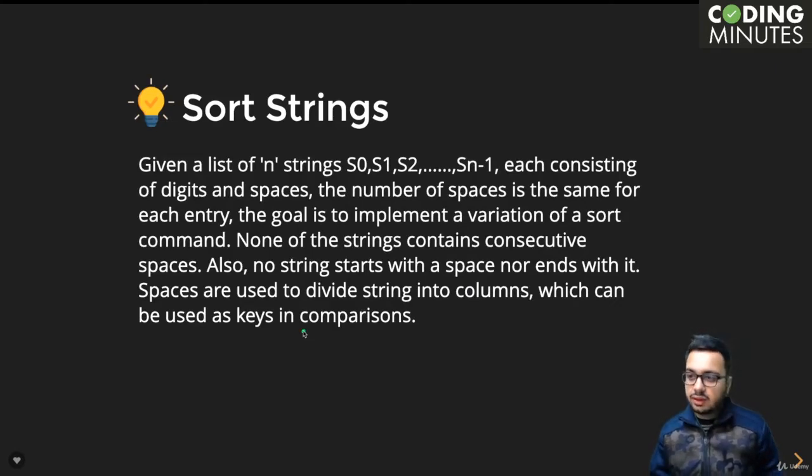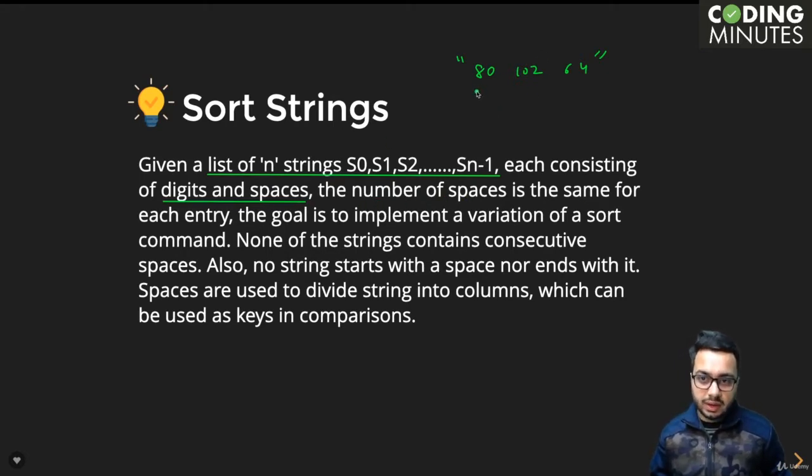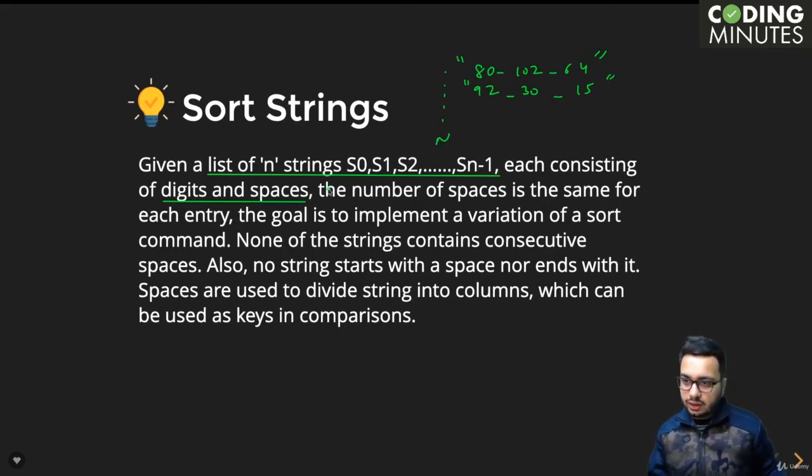The question says given a list of n strings, each consisting of digits and spaces. That means your string looks something like this. It's 80, 102 and 64. So this is one string, and the number of spaces is the same for each entry. So you have multiple entries, let's say 92, 30 and 15. This is another entry. So the number of spaces remains the same in all the n strings that you get.